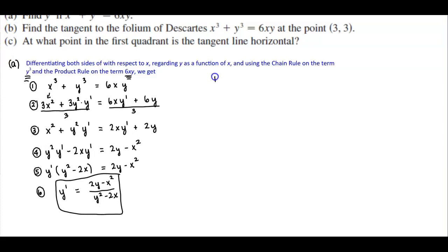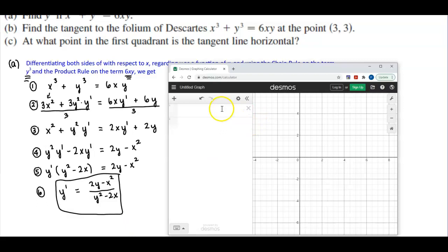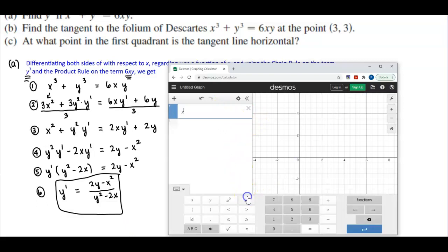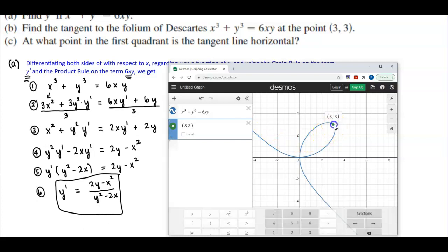Now for part B, the question is asking us to find the tangent to the folium of Descartes' x cubed plus y cubed equals 6xy at the point (3, 3). So let's look at this on Desmos first. We're going to put in the function x cubed plus y cubed equals 6xy. So there is our graph. And then we want to find the line that's tangent at the point (3, 3). If we take a look at the point (3, 3), we can see that it's located right there. So we should have a line that's tangent there.